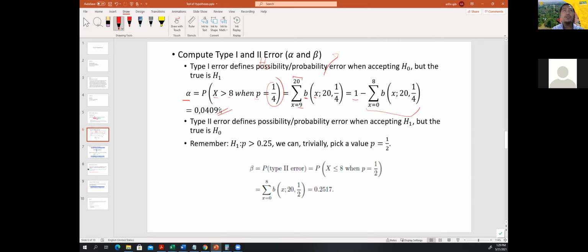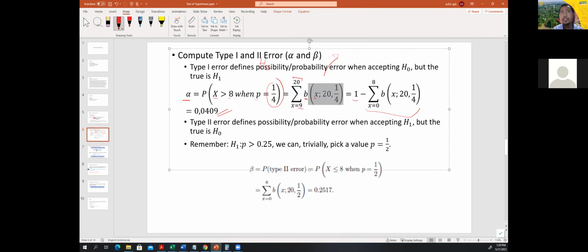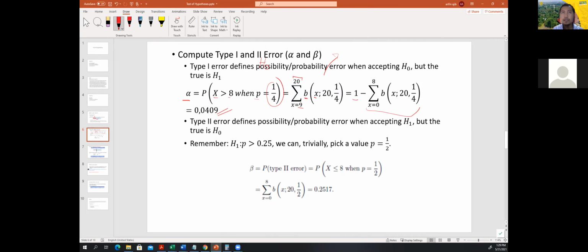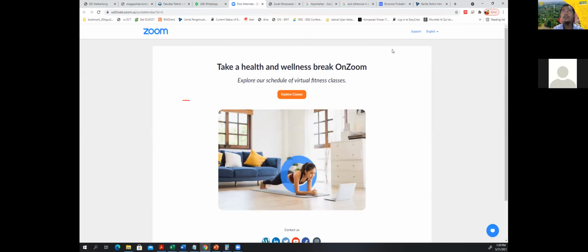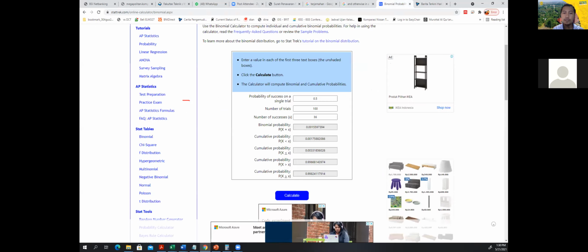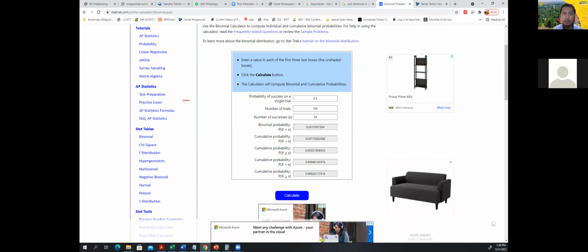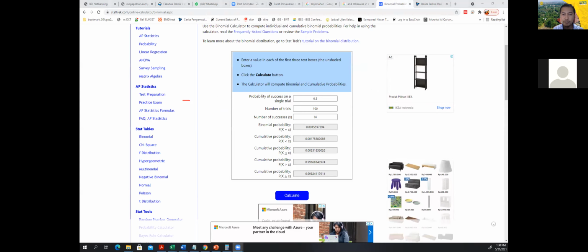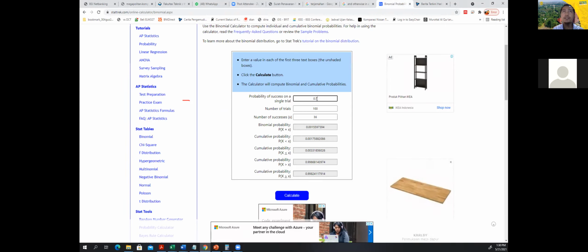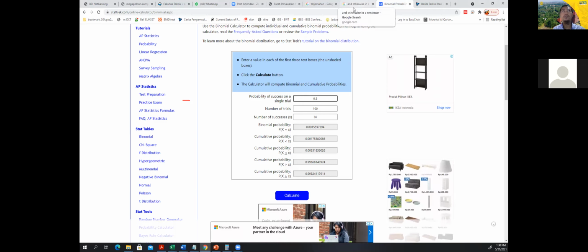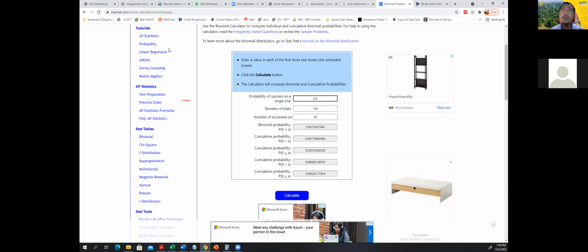And then maybe I want to show you how to compute this one. You can use, of course, a calculator, ya, a binomial calculator. For example, let me show you my screen. Okay, now you can see my screen. You can search on the internet for a binomial probability distribution calculator, and then pick one of them. This is the calculator that I use here, StarTech online binomial calculator.